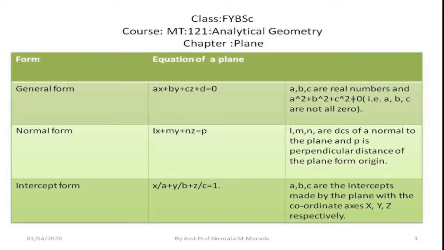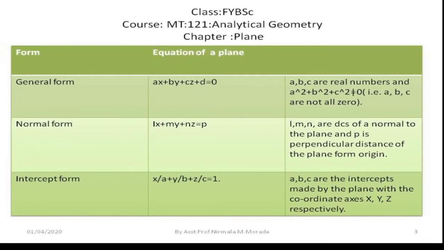So next we see the different forms of the plane. First one is the general form. Ax plus by plus cz plus d equals 0 is called the general form of the plane. Here also the coefficients a, b and c are not simultaneously 0. Next is the normal form. The normal form of the equation of plane is lx plus my plus nz equals p, where l, m and n are the direction cosines of the normal to the plane and p is the perpendicular distance of the plane from the origin.